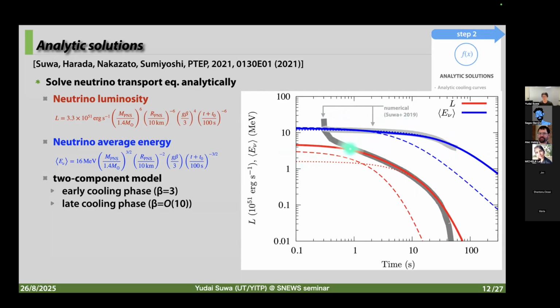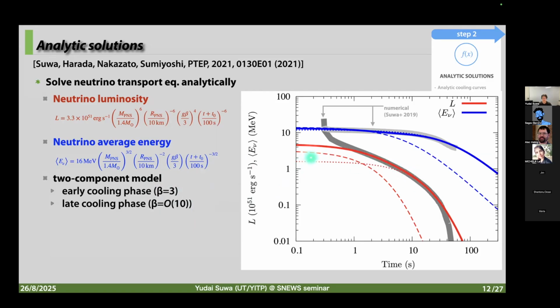But in order to fit the numerical simulation with the analytic solution, we need a two-component model. In the early cooling phase, like this dashed line, it has beta equals 3. That means the neutron star surface mainly consists of free protons and neutrons. But as time goes on, the surface temperature gets smaller, then nucleation takes place. That means the free protons and neutrons combine into heavy nuclei. And with heavy nuclei, coherent scattering boosts the optical depth, the opacity cross-section. Then we need to take into account the boosting factor of the cross-section. That is the second component.